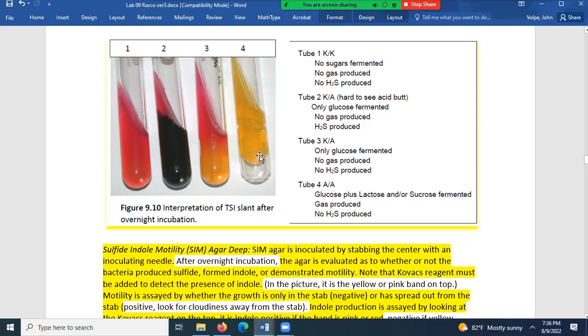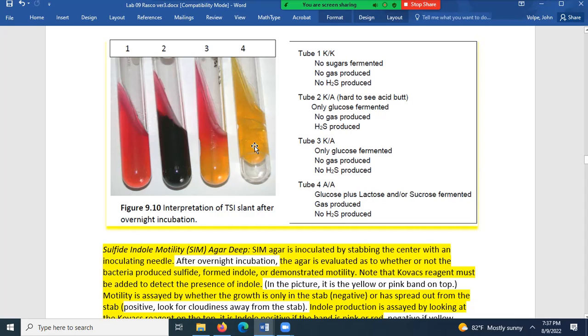We do not know if lactose or sucrose is fermented, or both of them, but at least one of them is fermented because the tube is yellow everywhere. Okay, and if one of the sugars is fermented, you can assume glucose is always fermented because glucose is the base sugar. In fact, lactose and sucrose will be converted to glucose.